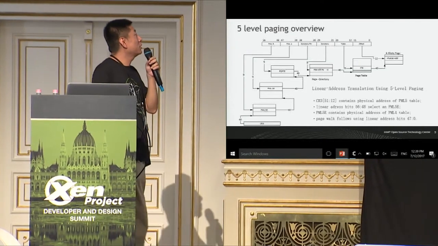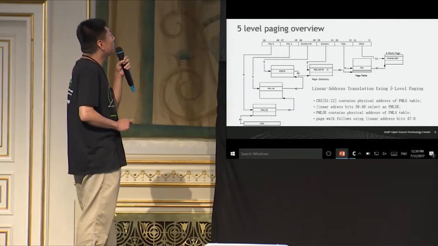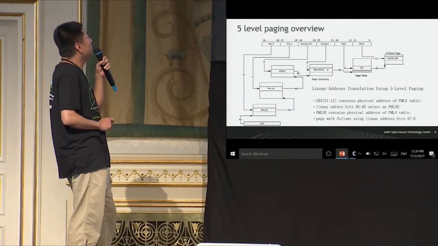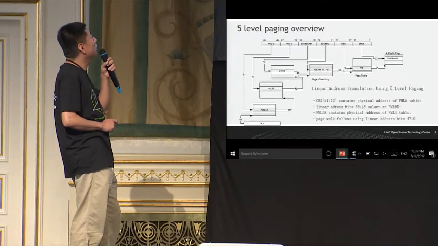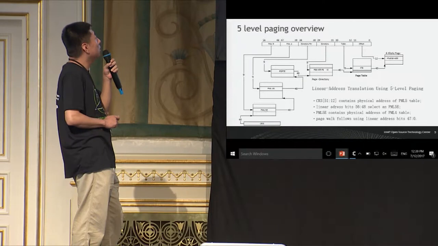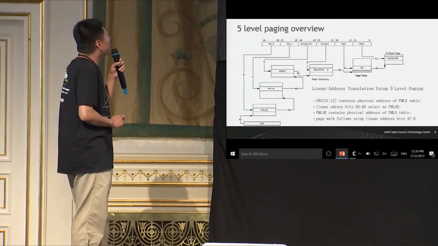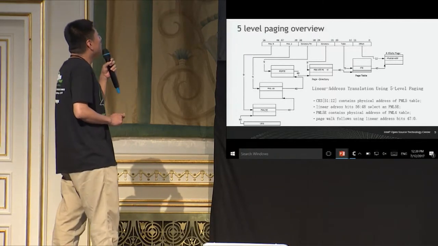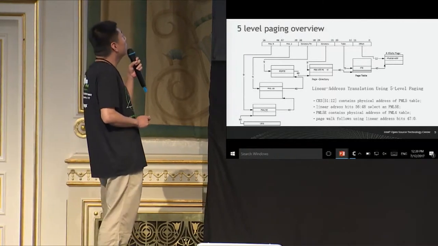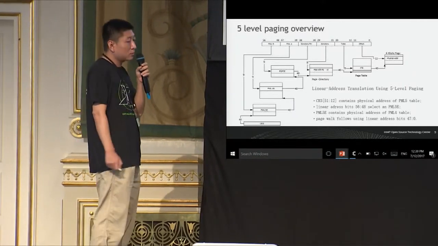Okay, this is a figure showing the 5-level paging translation. As you can see, it's quite a straightforward extension of the 4-level paging, just adding another level of paging structure on top of the 4-level paging. And the entry of PML5 has the identical structure as PML4 entries.